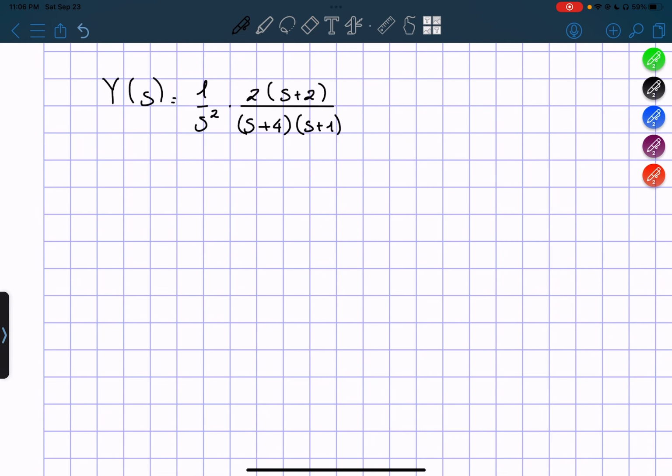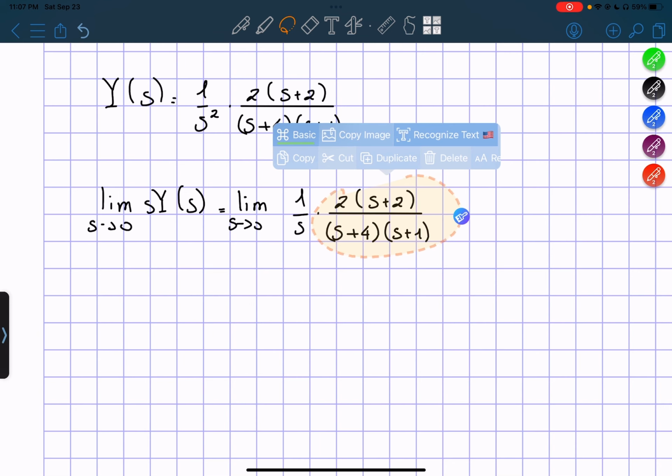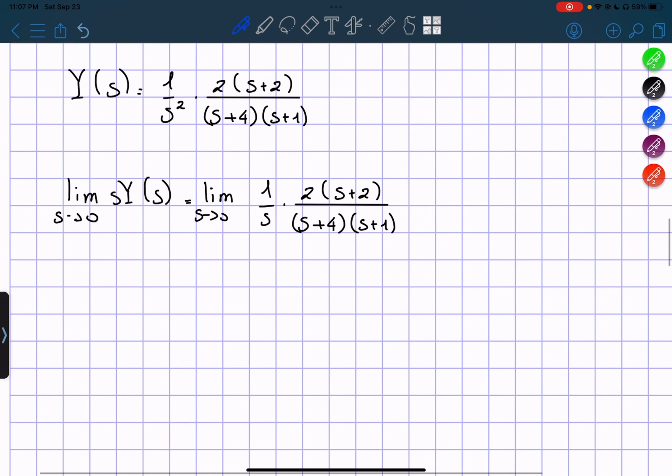Let me write this a little better. So we say that the limit as s approaches 0 of y of s, sorry, is then going to be equal to the limit as s approaches 0 of 1 over s. Well, I can write it out clearly. So these two simplify, I'm just going to write it simpler. And then we have just this part left. But one thing that you have to notice now is that our y of s has a pole, thanks to this part, at 0. And it is at the beginning.